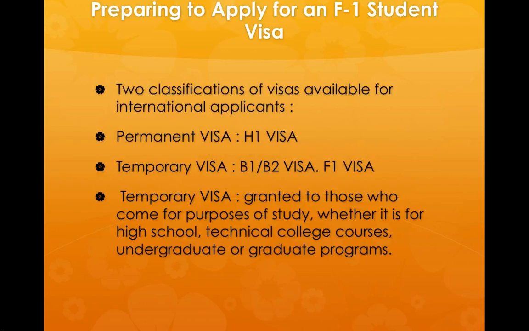Two classifications of visas are available for international applicants. The one who would like to go on a permanent visa can be known as an H1B visa or H1 visa. The temporary visa is the B1, B2 visa or F1 visa. As you all are going on an F1 visa, that's a temporary visa. A temporary visa can be granted to those who come for the purpose of study, whether it is for a high school, undergraduate or graduate program. When you are going on an F1 visa, this is called a non-immigrant visa, because it's a temporary visa.